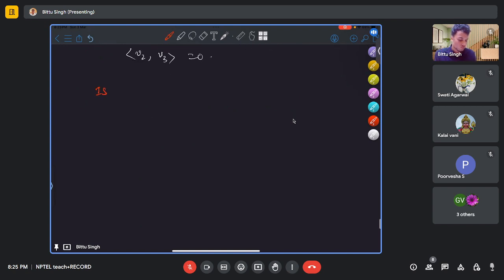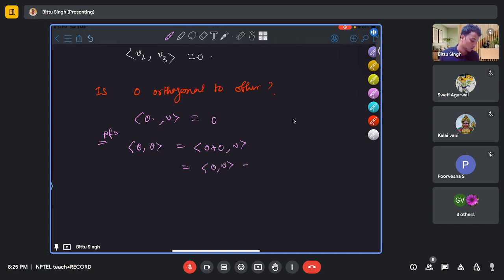Okay. Another thing: is 0 orthogonal? Is the 0 vector orthogonal to other vectors? So it is obvious that 0 times any vector is always 0. Right? Take any other vector, this is always 0. Why is it true? Because it follows directly. You can write 0 times p as (0 plus 0) times p. And here, if you use the distributive property of the inner product, now you can cancel one of the 0, p. This will give 0 equal to the inner product of 0 comma p. Hence, it is clear that 0 is orthogonal to any other vectors. Okay.